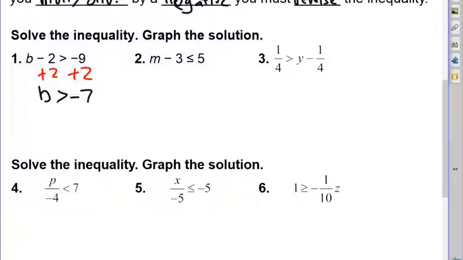I'm going to graph this. I can do it very quickly. Let's go 0, negative 7. And we're going to use a hollow dot because it cannot equal negative 7. But it will be everything greater than it, so shade to the right.